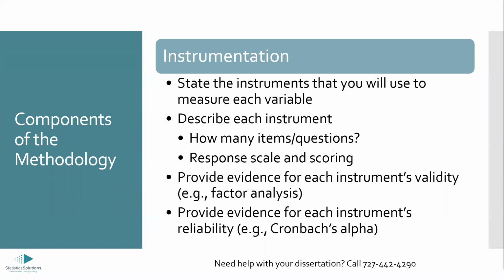So if it's a 10-question instrument, for instance, are you taking the responses to those 10 questions and adding them together or averaging them to create an overall score for that variable? Or are you scoring the instrument in some other way? Basically, you want to provide enough detail to describe how you are going to arrive at the score for the particular variable that you are using that instrument to measure.